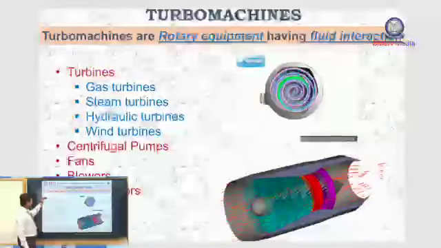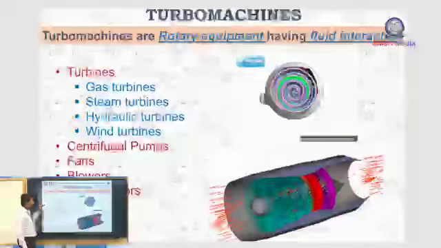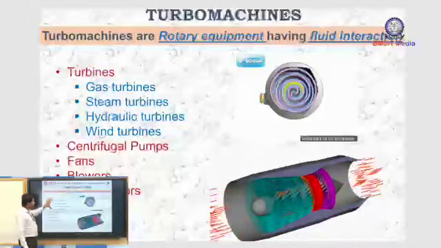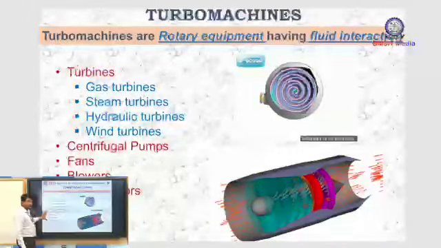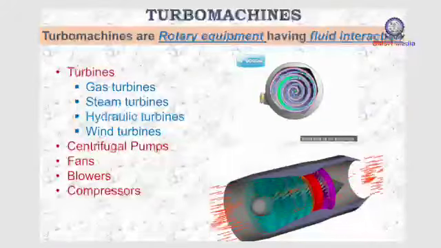Instead of calling this gas, we have classified these as gas turbine, steam turbine or hydraulic turbine because of the working fluid. All these are categorized as power generating machines. All these are categorized as power absorbing machines. We will see that in detail in the further slides.